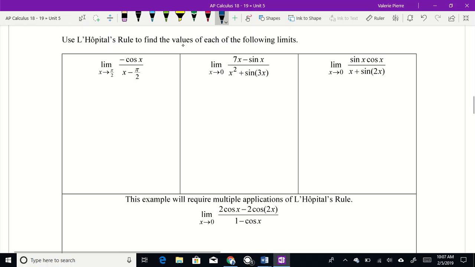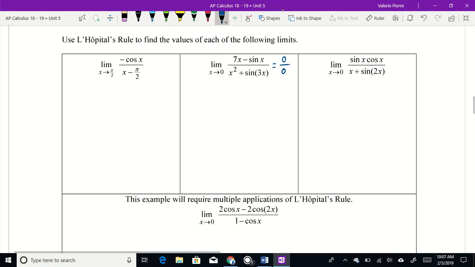So this middle limit, the limit as x approaches 0 of 7x minus sine x over x squared plus sine 3x, we're going to first start by directly substituting. What happens when I plug in 0 here? I should get the indeterminate 0 over 0.